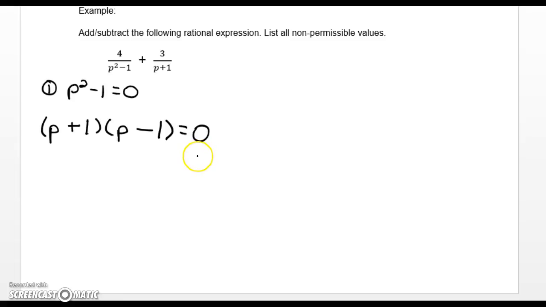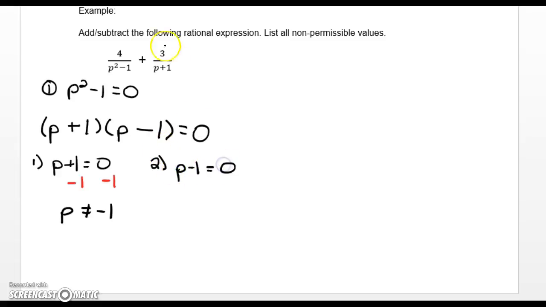From there, we set each of those factors equal to 0. We'll start with our first one, p plus 1. Here we subtract 1 because we want to get p by itself. So p cannot equal -1. Then looking at our second factor, we have p minus 1. Set that equal to 0. We want to get rid of the subtract 1, so we add 1.